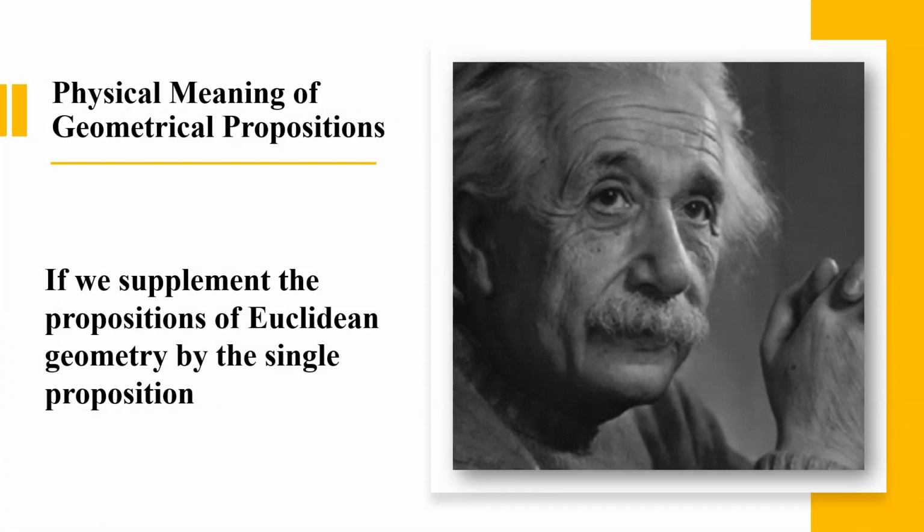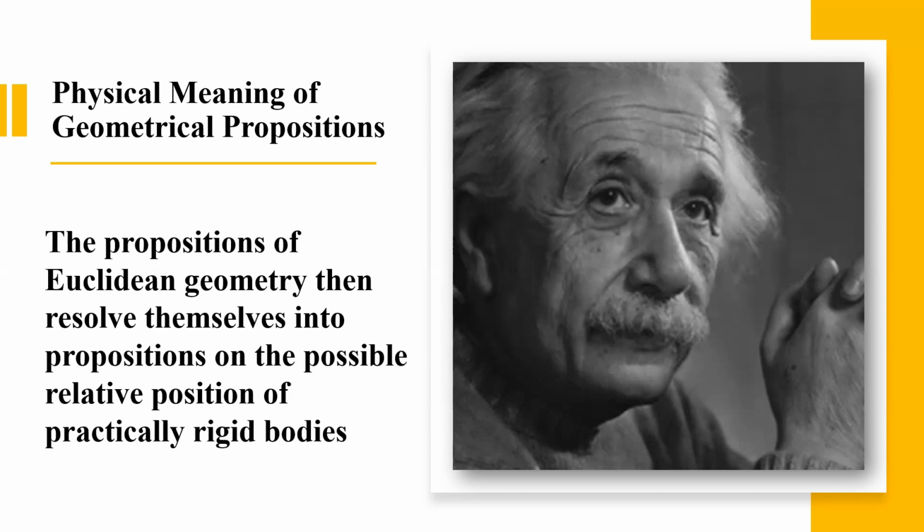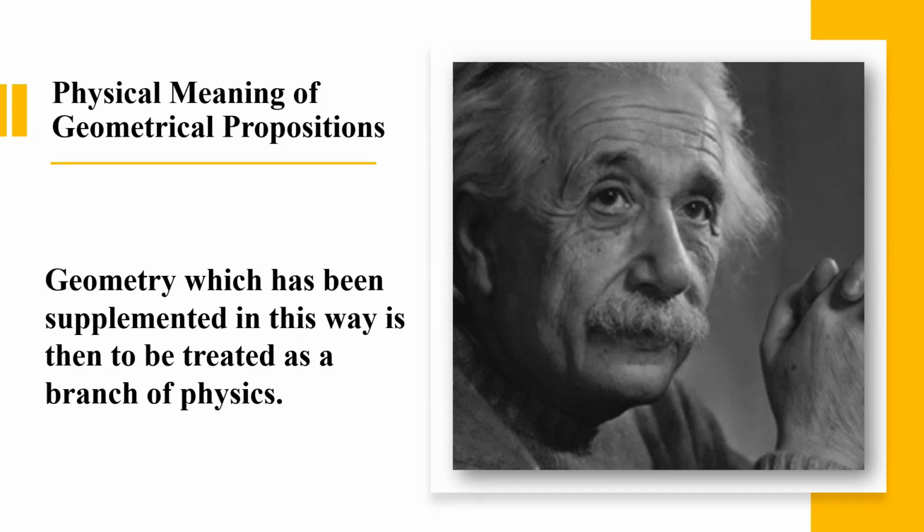He says that if we supplement the propositions of Euclidean geometry by the single proposition that 2 points on a practically rigid body always correspond to the same distance, independently of any change in position to which we may subject the body, then the propositions of Euclidean geometry resolve themselves into propositions on the possible relative position of practically rigid bodies, and that geometry, which has been supplemented in this way, is then to be treated as a branch of physics.